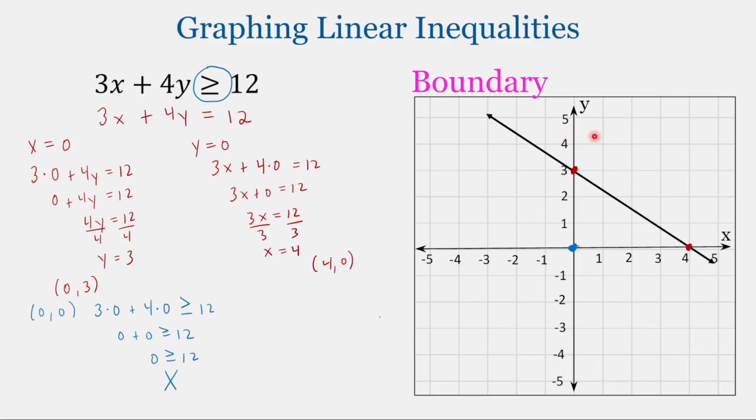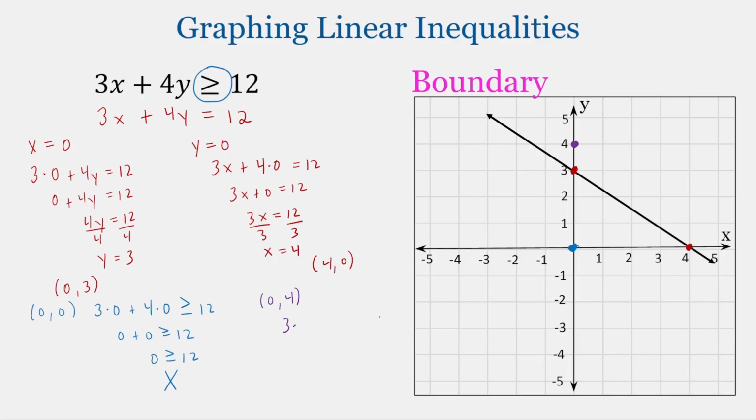But let's make sure and check a point on the other side of this boundary line. Let's try (0, 4). This is on the y-axis, but it is not on the boundary line. So we have the point (0, 4).